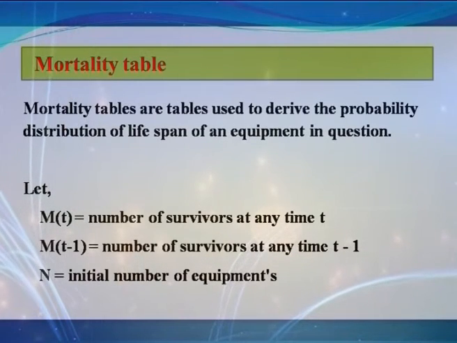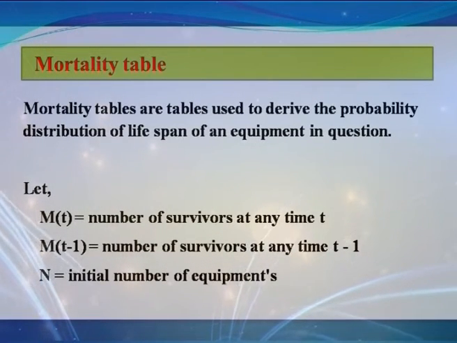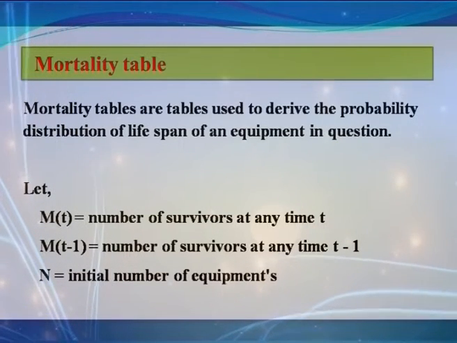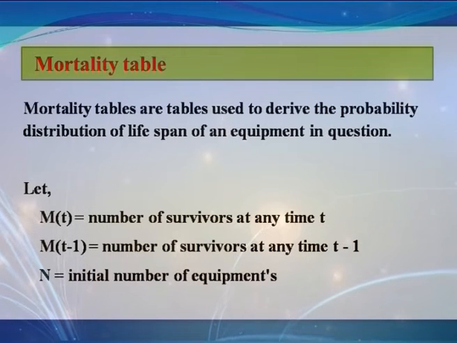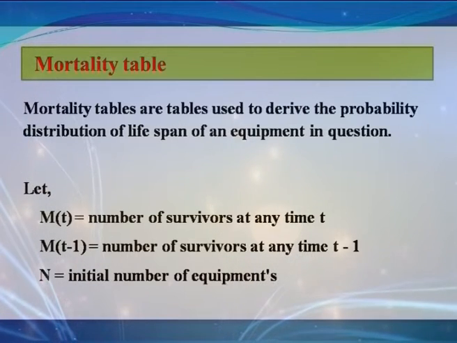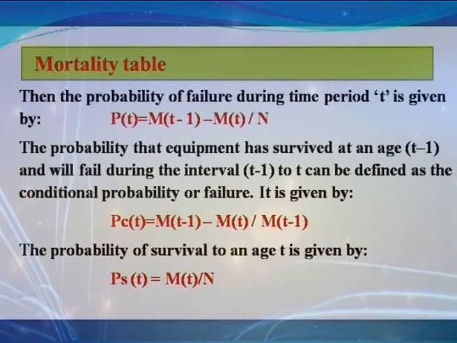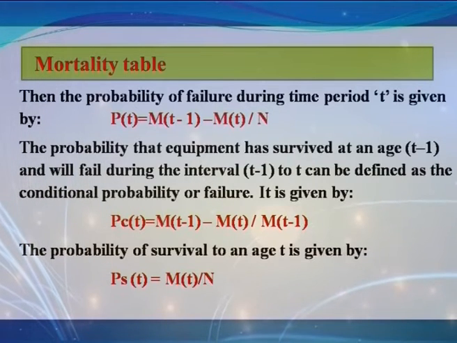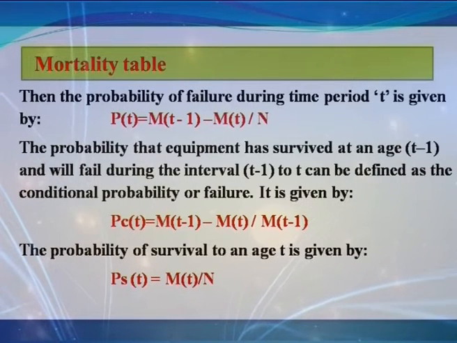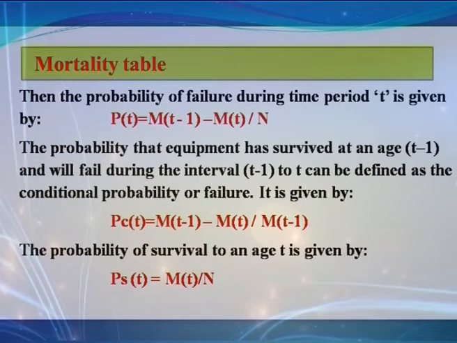Tables are used to derive the probability distribution of lifespan of the equipment in question. Now, let M(t) equal the number of survivors at any time t, M(t-1) equal the number of survivors at time t-1, and N equal the initial number of equipment. Then, the probability of failure during time period t is given by P(t) = [M(t-1) - M(t)] / N.